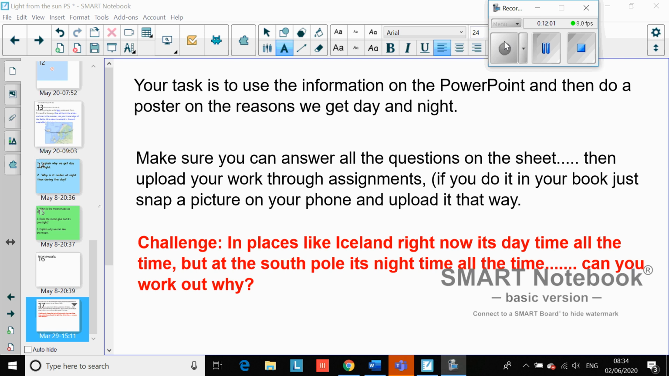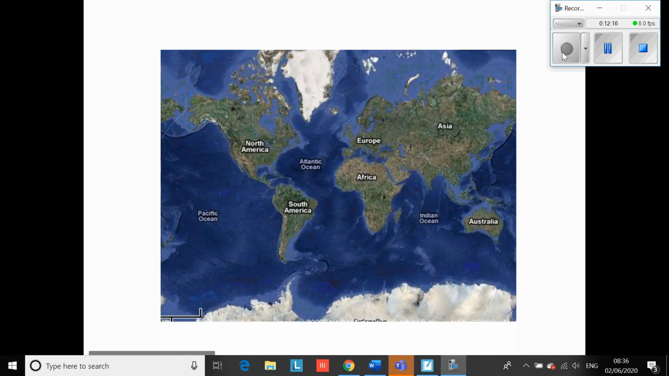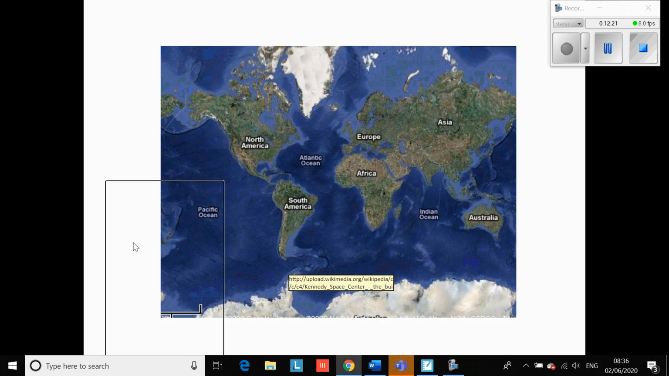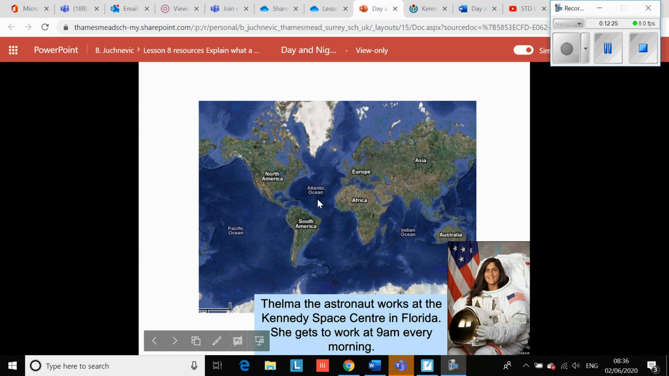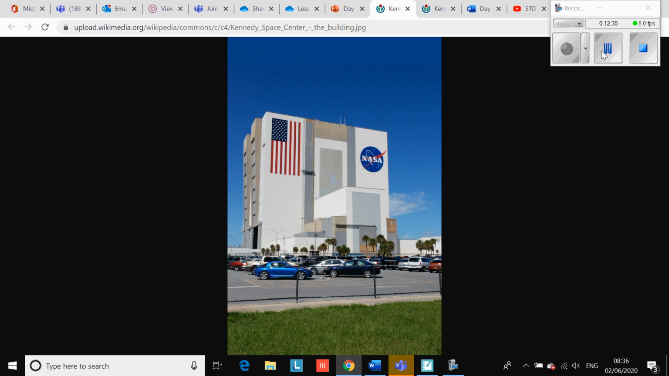Okay, everyone. Now, in assignments, there is a PowerPoint, which gives you some information, and then the task is on the sheet. So I'm just going to quickly talk you through your task for the remainder of the lesson. Okay, so you're going to study the work of two astronauts. Right, Thelma is an astronaut and works at the Kennedy Space Center in Florida. That's about there. And she gets to work at 9 AM every morning.